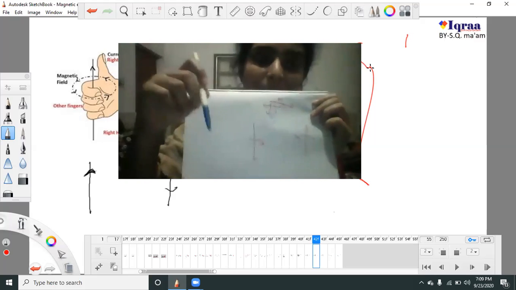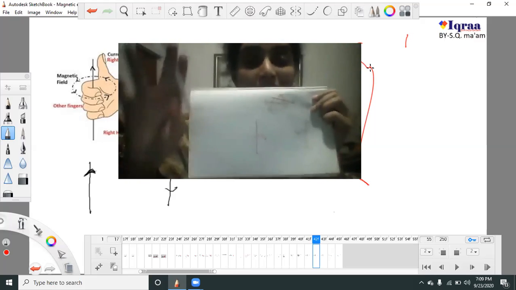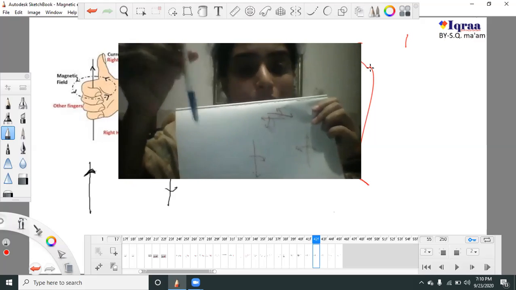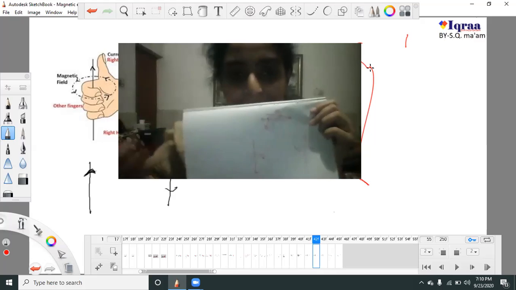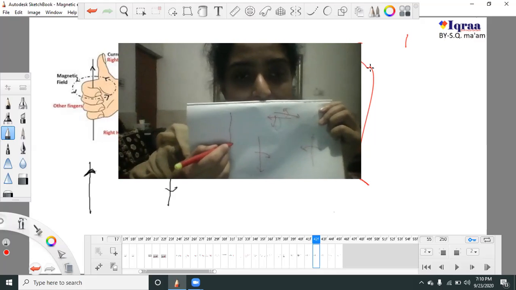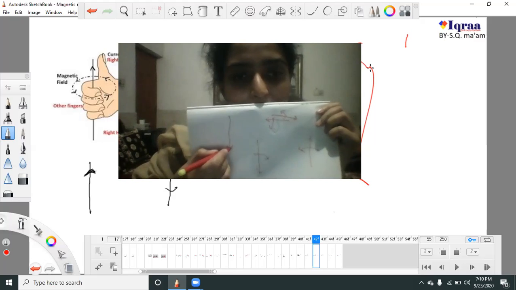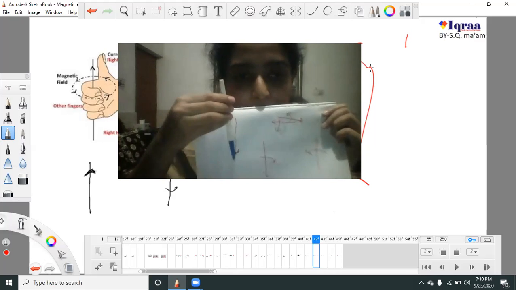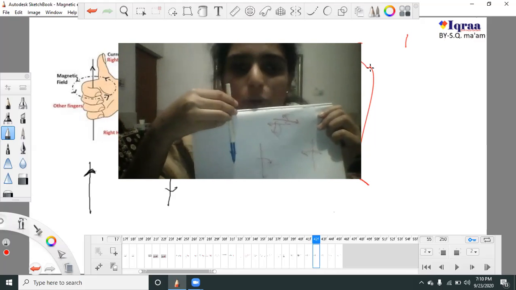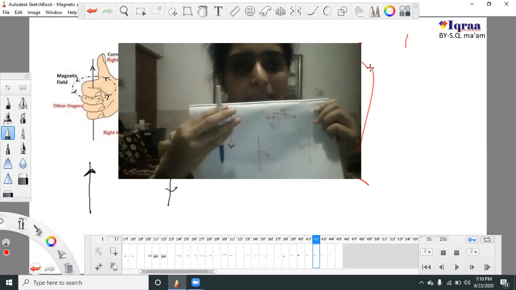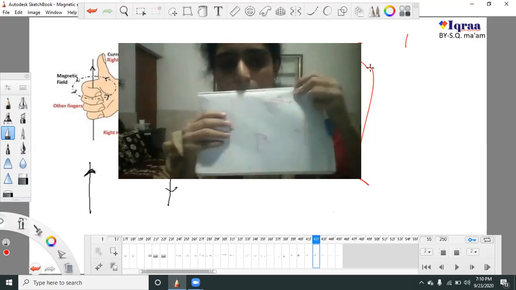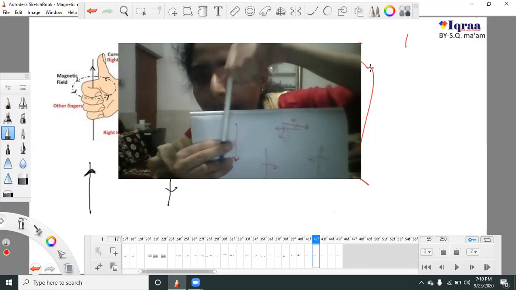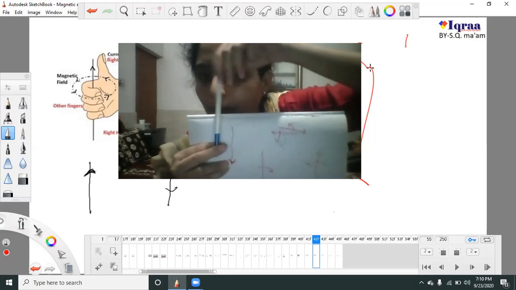I did this much stuff only to make you understand how this pen rule works. Just put the nib in the direction of electric current, which goes from positive to negative. Just open this pen, and close this pen. The direction of closing is what you will get.